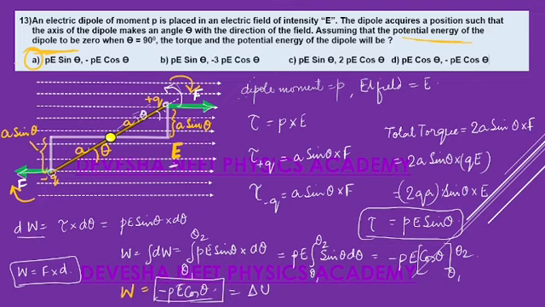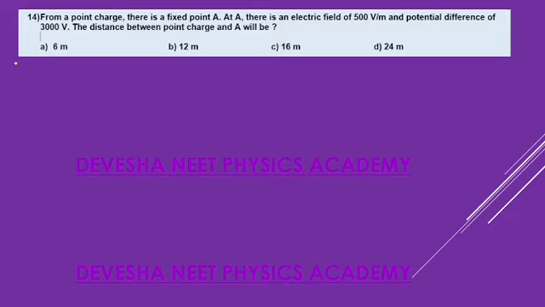In this problem, let's move to the next problem then. It is given that there is a fixed charge at fixed point A. At A, the electric field E is equal to 500 volt per meter, and V is equal to 3000 volts. So it is very simple here, right? What is the distance between the point charge and A?